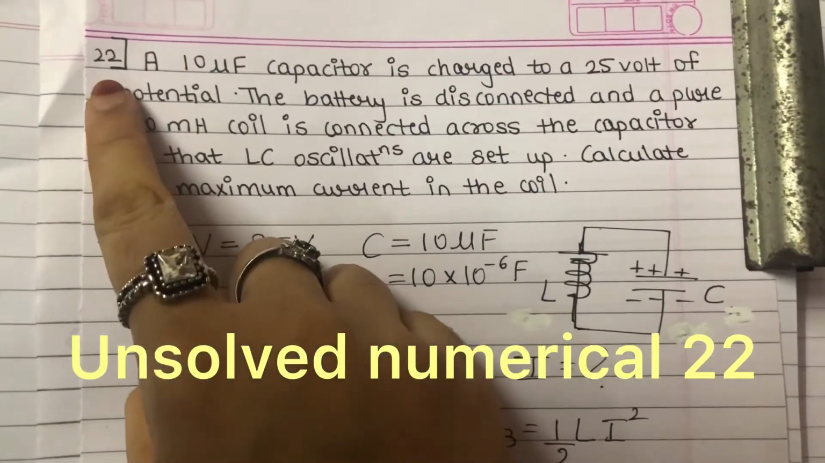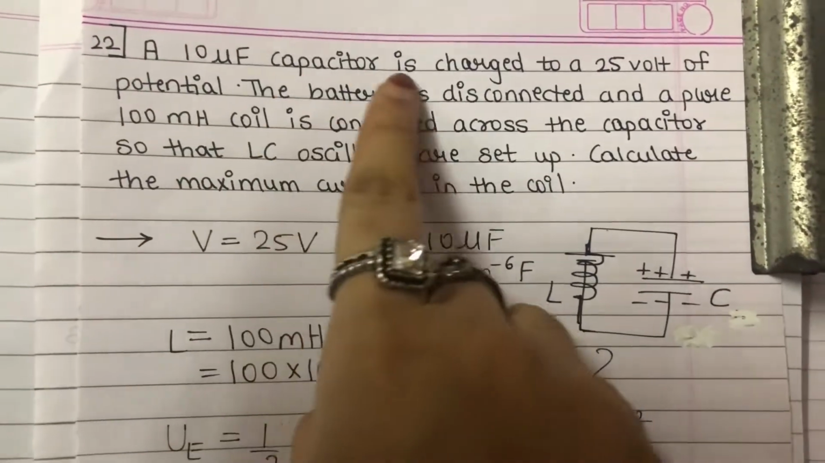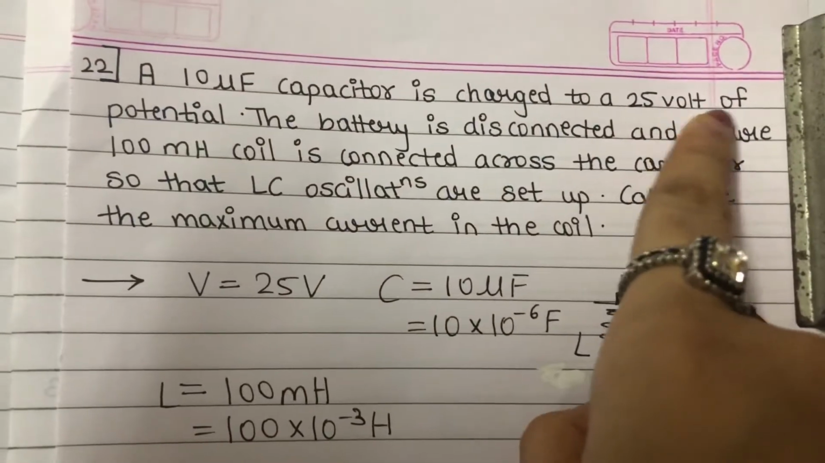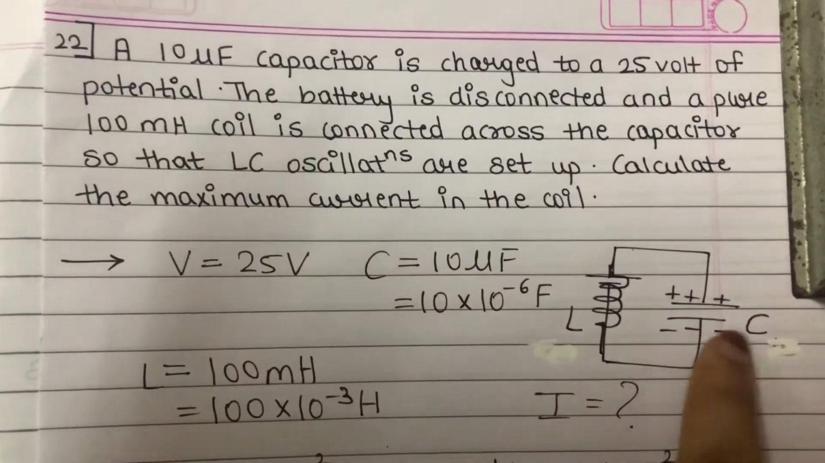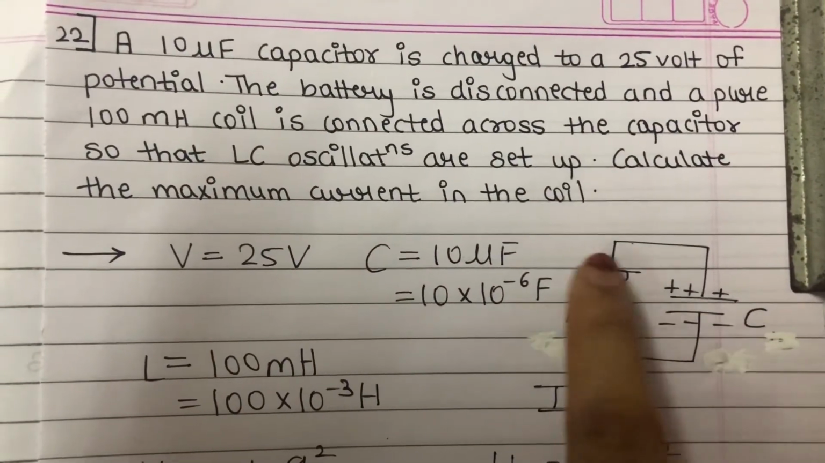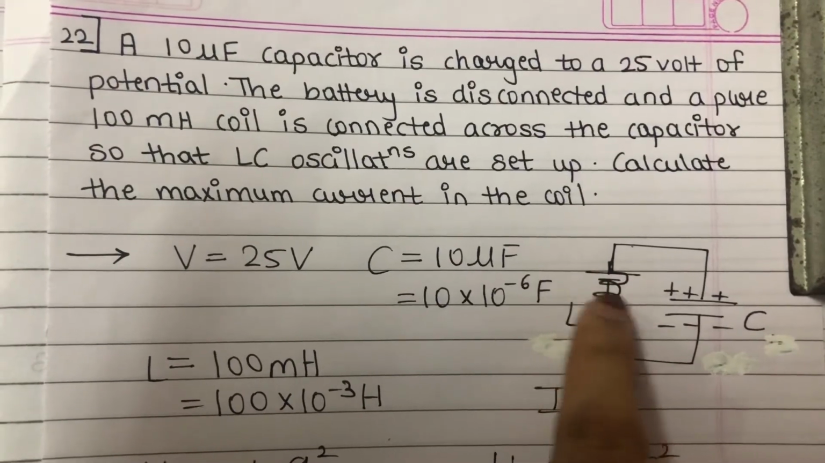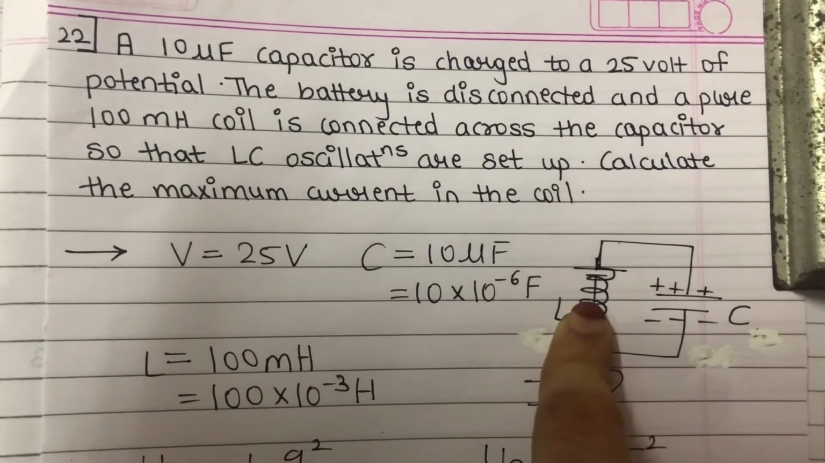Starting with numerical number 22. A 10 microfarad capacitor is charged to a 25 volt of potential. See, here we have a capacitor, and here it was a battery attached to this circuit.